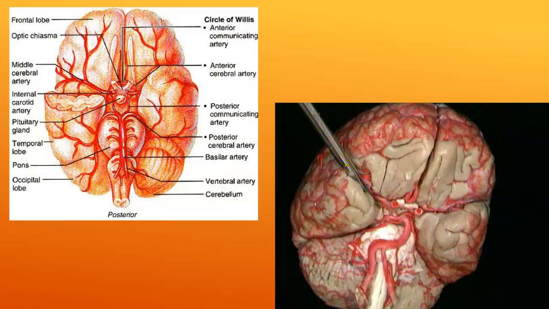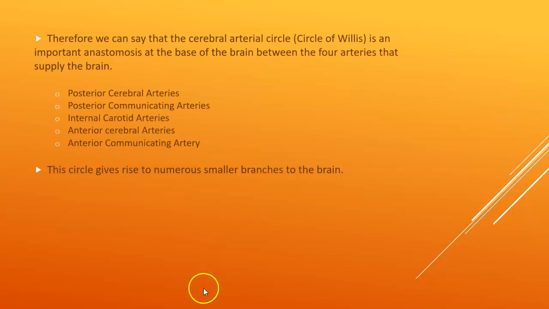So this is why this anastomosis is so vitally important to the brain, because it allows the possibility of the brain getting what it needs via other avenues if there happens to be anything that happens to any of the arteries along the way.